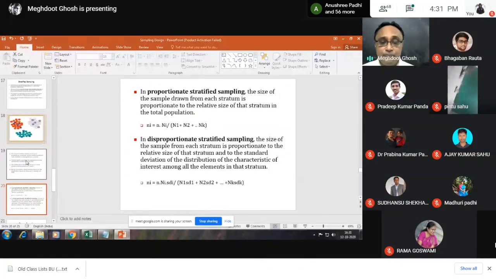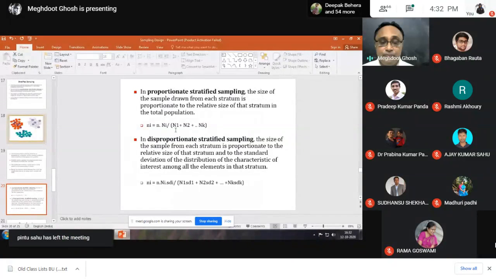In case of proportional stratified sampling, suppose I am selecting the ith strata, so ni is equal to N. And what is N? This N means the total sample size from all the strata. What is this Ni? This Ni is the total population of the strata. And what is this N1, N2? This is the total population size of all the strata. So how can we do that? ni is equal to N into Ni, meaning the population size of the strata divided by the entire population of all the strata.